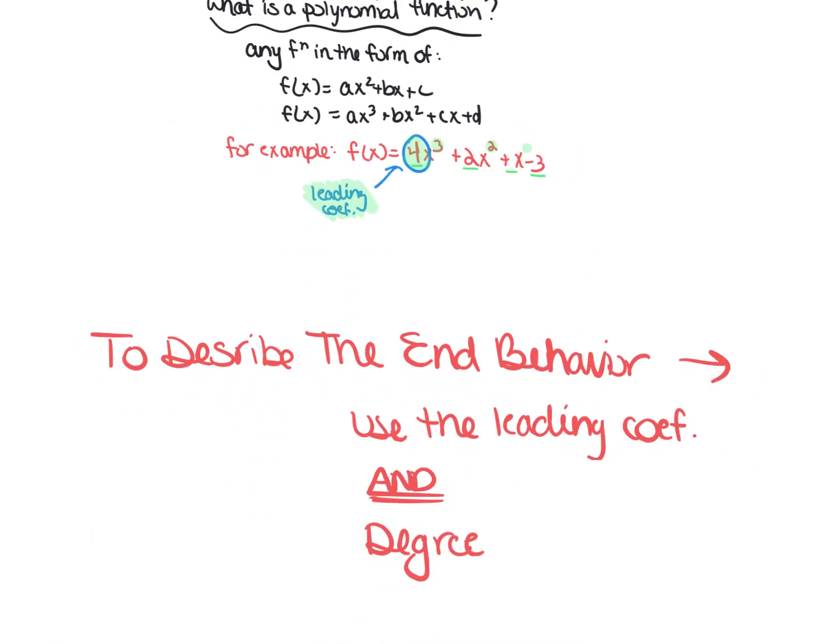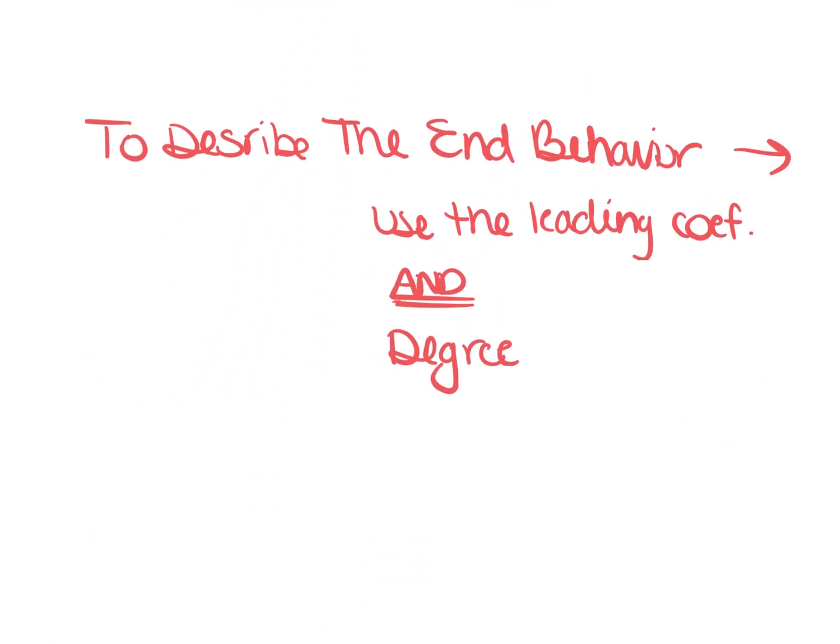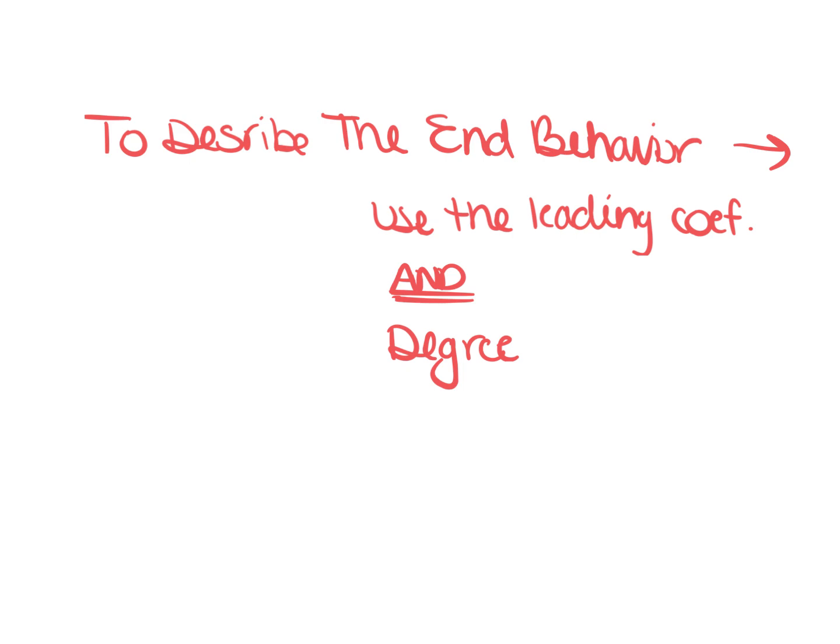Next, what we're going to look at is to describe the end behavior. We're going to be using that leading coefficient. And you might be wondering, what is the end behavior? Well, think about what a polynomial function looks like. This right here is an example of a polynomial function. It's smooth, it's continuous, there's no sharp turns.